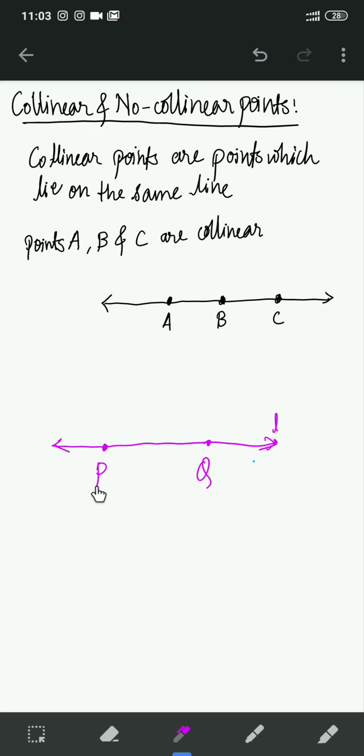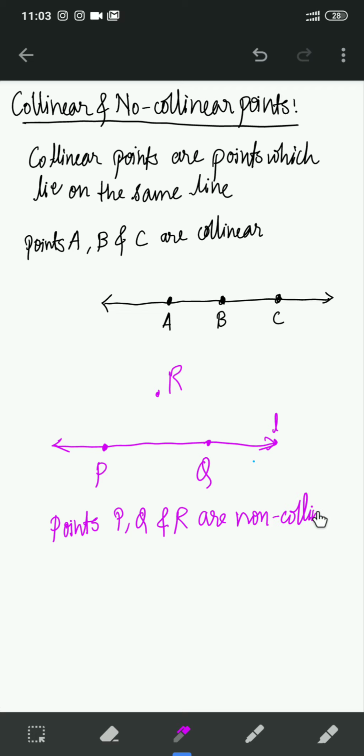It doesn't make sense if I say points P and Q are collinear. They are always collinear. They are never going to be non-collinear. But if I bring in a third point, say R, does it lie on line L? No. So therefore I will say that points P, Q, R do not lie on the same line. Therefore points P, Q and R are non-collinear. So this is the idea behind collinear and non-collinear points.